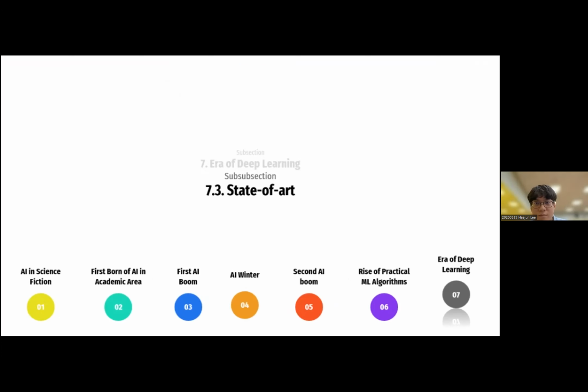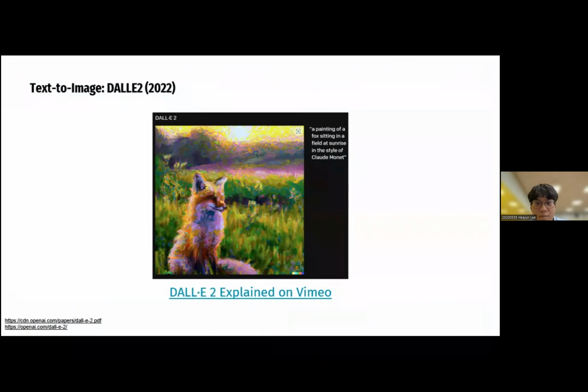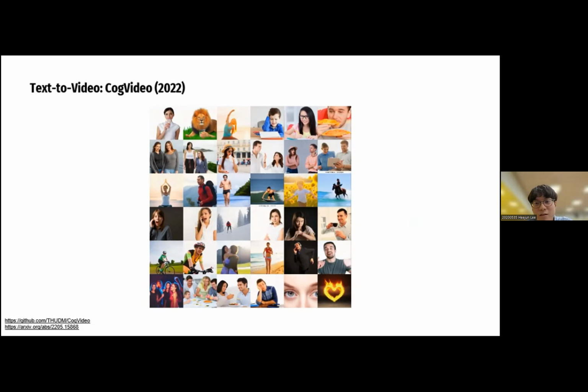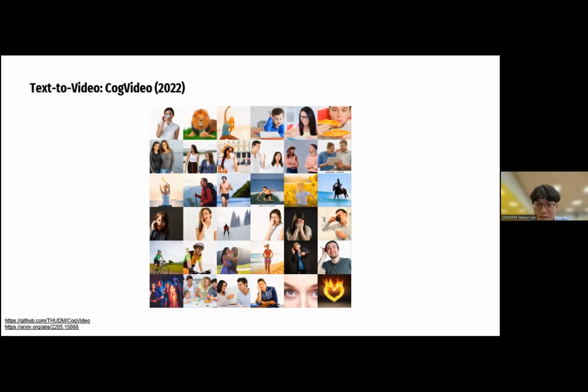Today we can use AI to write poetry and compose music. I'm sure you have seen this model on social media or somewhere, such as the news. The model DALL-E 2 could generate creative images from text input. This model was created with generative adversarial networks and transformers. And next, as an extension of this kind of research, a model called CogVideo could also generate videos from nothing or from text.